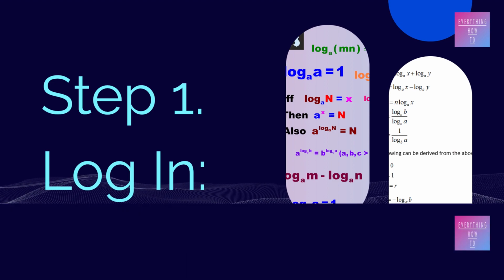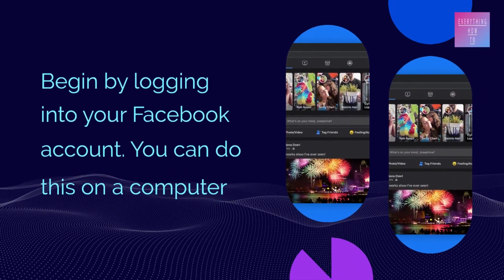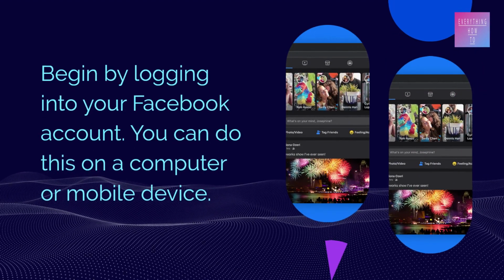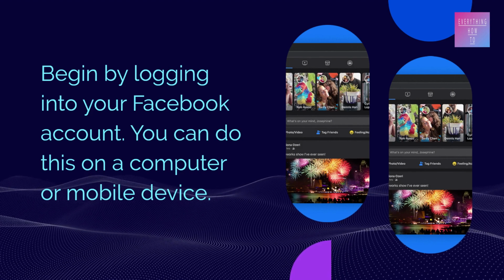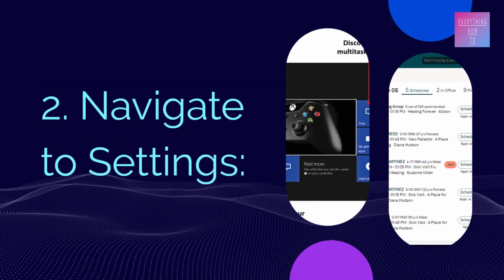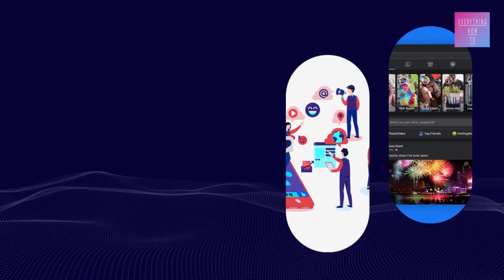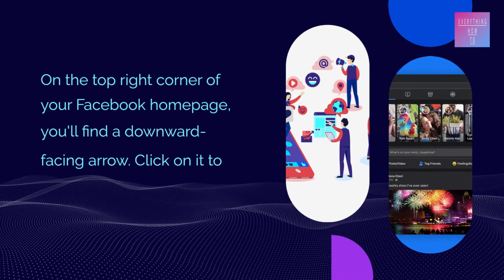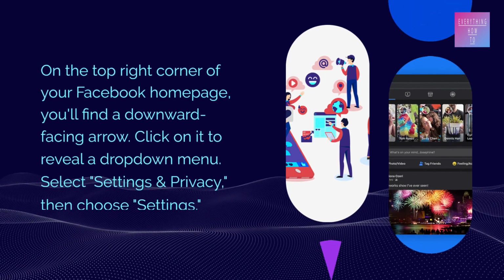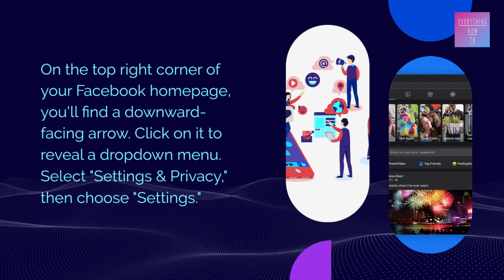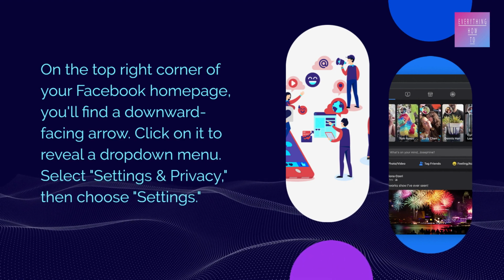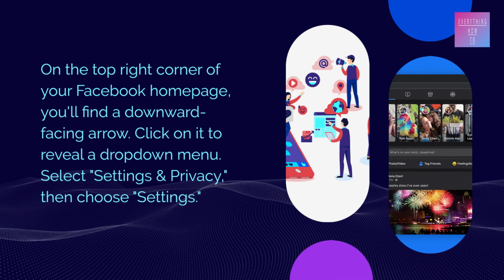Step 1. Log in. Begin by logging into your Facebook account. You can do this on a computer or mobile device. Step 2. Navigate to Settings. On the top right corner of your Facebook homepage, you'll find a downward-facing arrow. Click on it to reveal a drop-down menu. Select Settings and Privacy, then choose Settings.